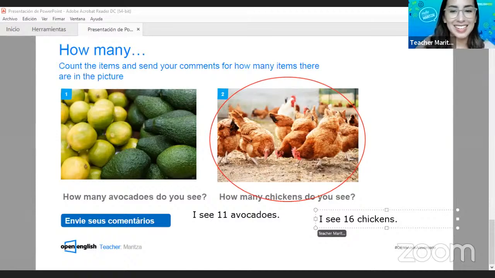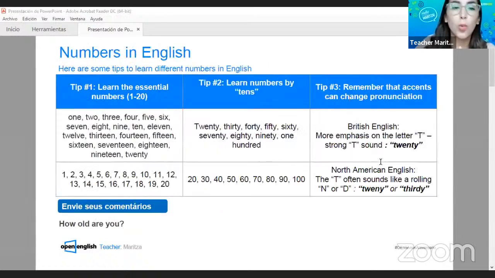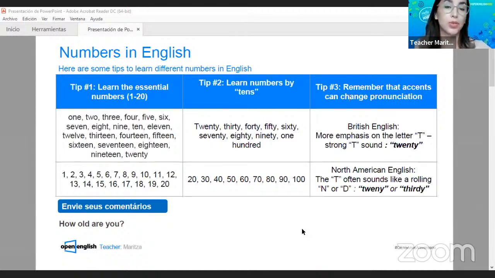All right. Hopefully we are all in agreement for these different counts of items. All right, so remember these tips to just do a quick review. Tip number 1 to learn numbers, learn the essential numbers, 1 through 20. That's the most important first step.